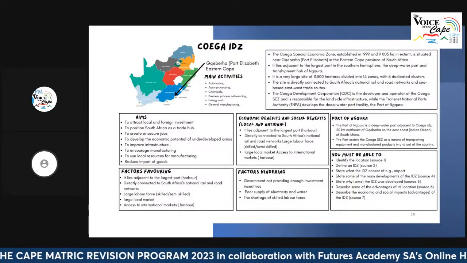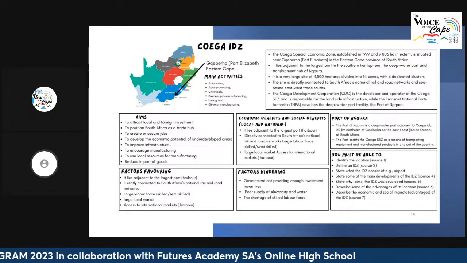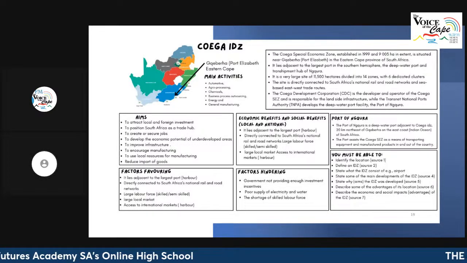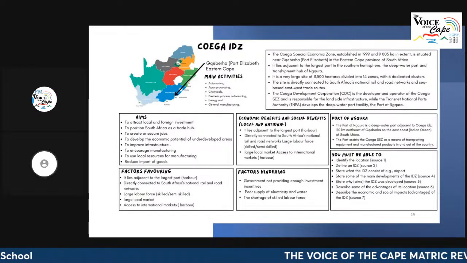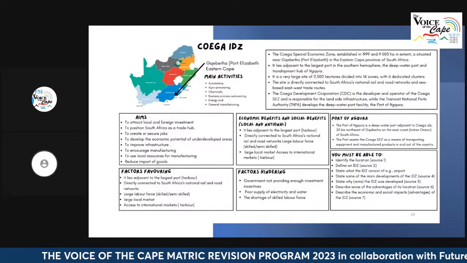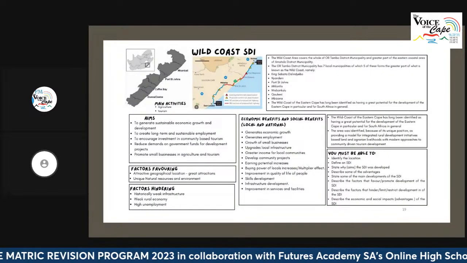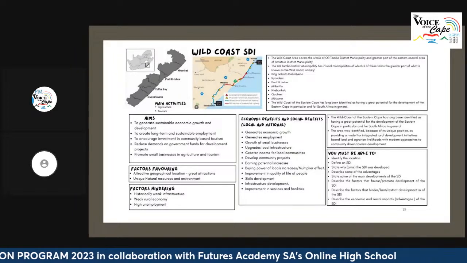Remember, you need to identify the zone. You need to state where exactly the zone is, what it consists of. So most often airport. You need to state what are the developments within that region. You need to know why it was developed and its advantages as well as disadvantages, and most often your economic and social benefits. And last but not least, your Wild Coast SDI. So your SDI is your Special Development Initiative.